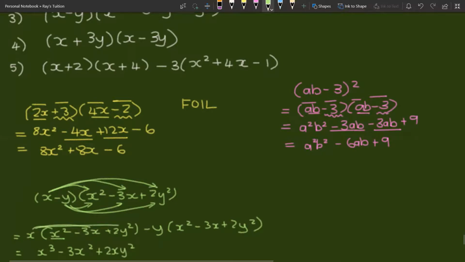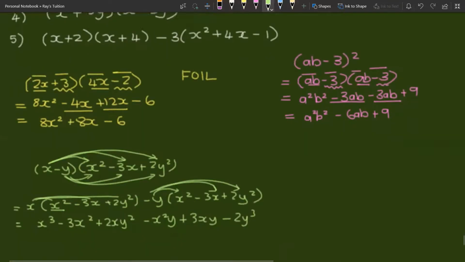So I've multiplied the x with every term in this bracket. Now we're going to do the same thing for the y. So y times x squared is negative x squared y. Negative y times negative 3 is positive 3xy. And finally, negative y times positive 2y squared is negative 2y cubed.